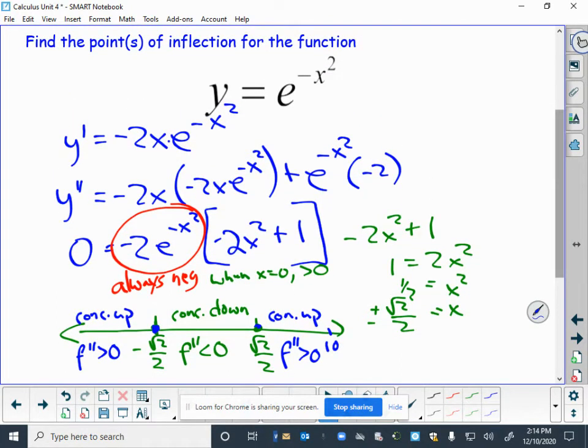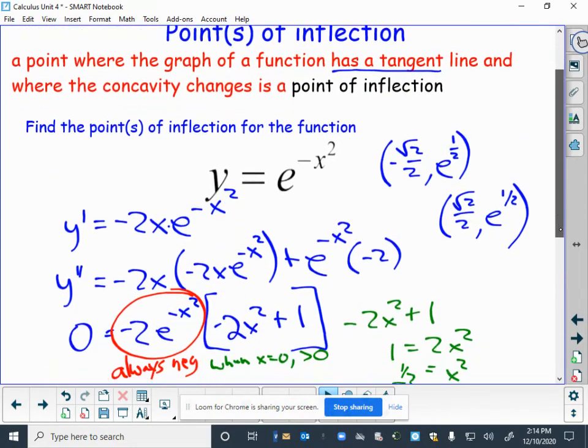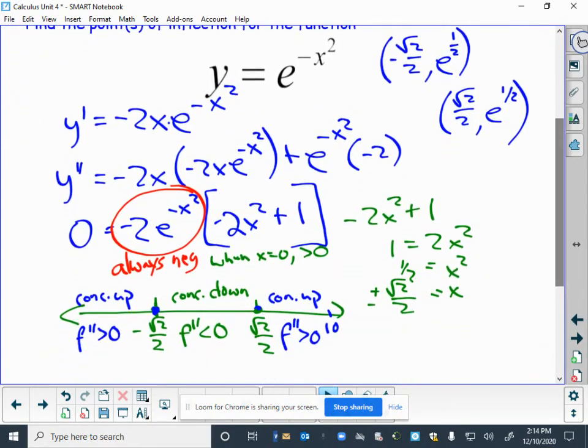And the actual locations of the points of inflection, I've got a negative root 2 over 2, comma, e to the 1/2. Okay. And then I've got another one at positive root 2 over 2, comma, e to the 1/2. So that should be my 2 points of inflection. I definitely got a concavity change, and I had tangent lines at those locations.